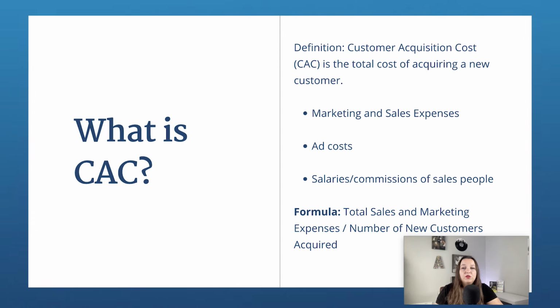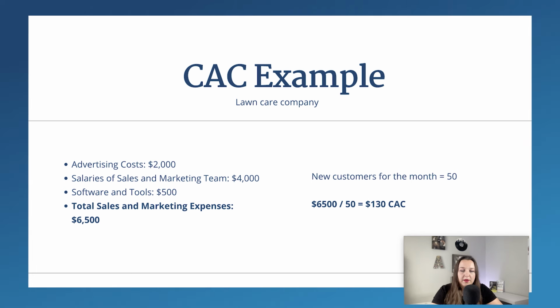So the formula is you take those total expenses and you divide it by the number of new customers acquired. So we're going to look at an example here. I'm using a lawn care company as an example. These are fake numbers, but it just gives you an idea of what this could look like. So this is supposed to be for a month. This must be a pretty booming lawn care company because they apparently got 50 new customers in a month.